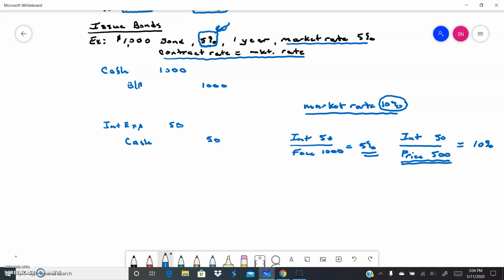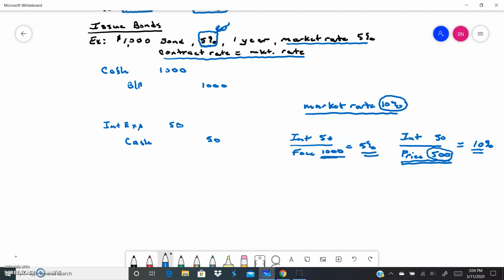attractive relative to other bonds in the market, we would have to lower the price of our bond. We would no longer be able to issue the bond at the face amount of $1,000. If we lowered the bond in this simple example to $500, then the investor would be able to earn the 10%. So instead of being able to borrow $1,000 and pay $50 of interest, that would be 5%, we would only be able to borrow $500, but we'd still be paying the $50 of interest, and that would give an effective interest amount of 10% to the investor, which is what the investor desires from the marketplace.